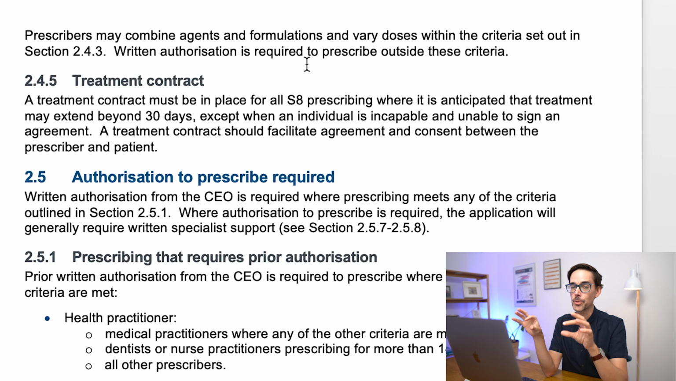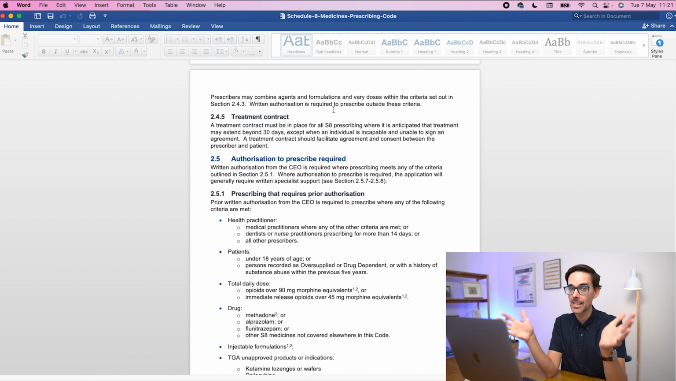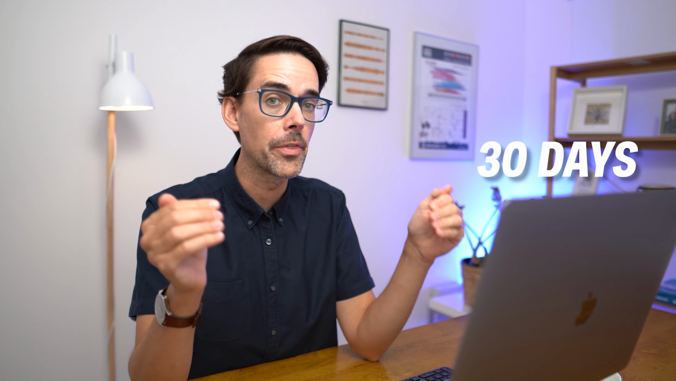And the reason why it's super short is because the treatment contract is actually a special document that you can download for free from the Department of Health website, and I will show you where that lives. And it is a piece of paper that you fill in with your patient in front of you, and you give that patient a copy of that treatment contract. And that treatment contract has to be issued if the prescription is going on for more than 30 days.